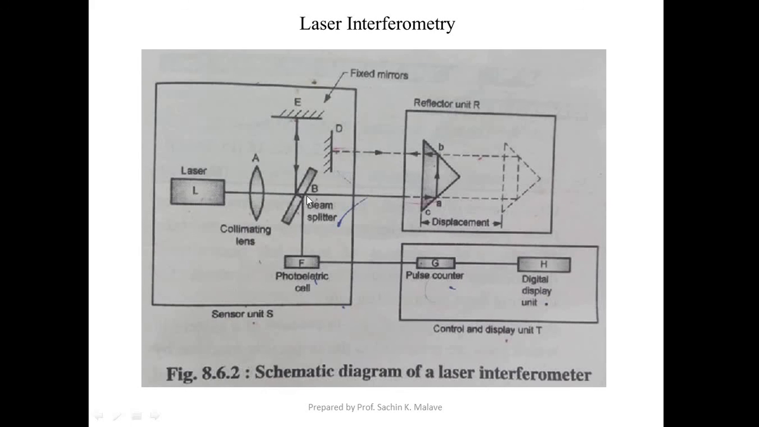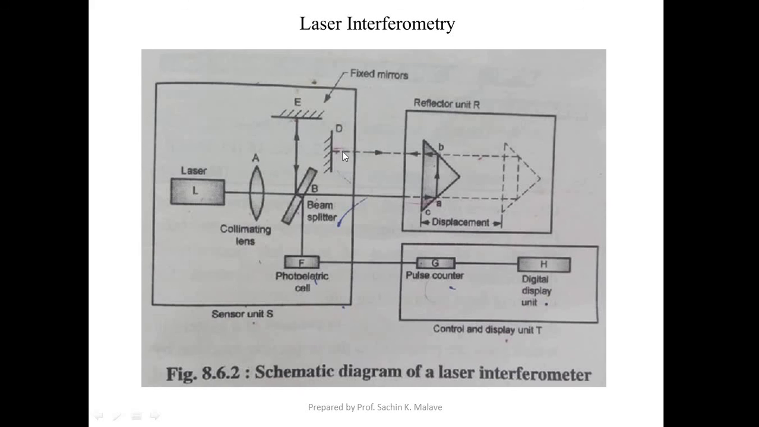So you can see this, whatever laser is falling here gets divided into 2 parts. One part goes to the reflector unit. In the reflector unit there is a prism, so there will be internal reflection. Reflection will take place at points A and B, and then it will go to the fixed mirror D.